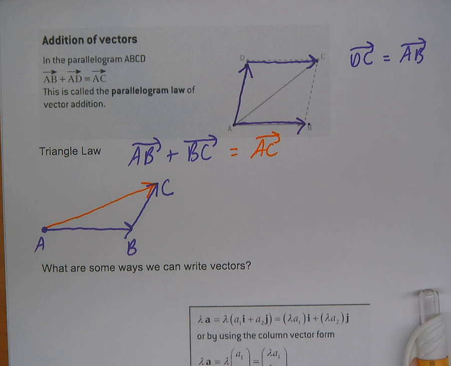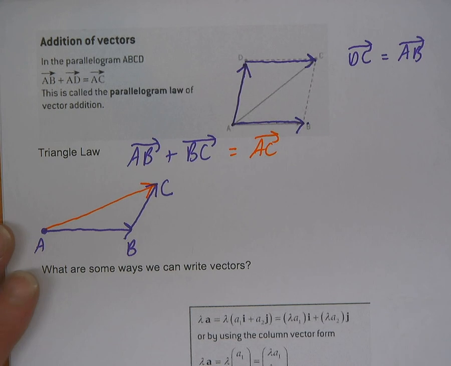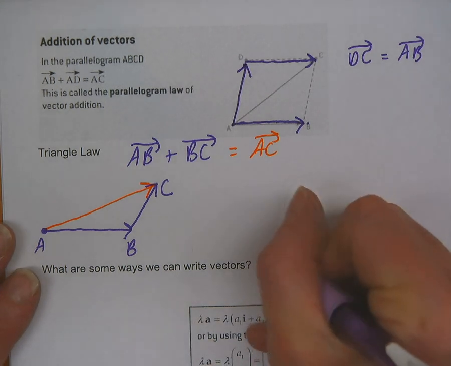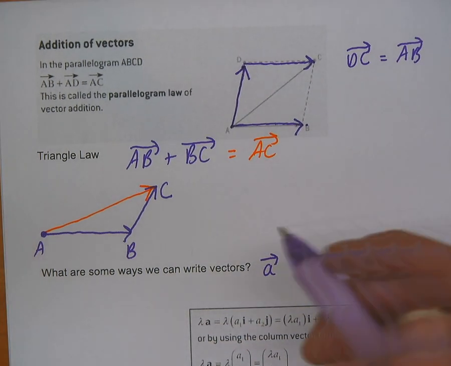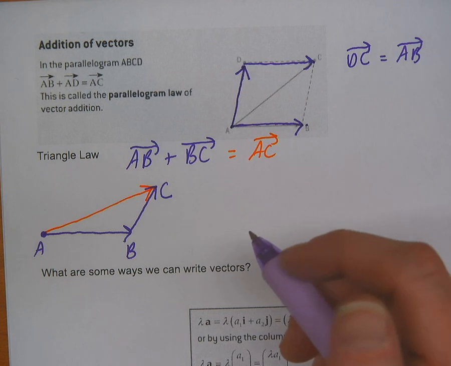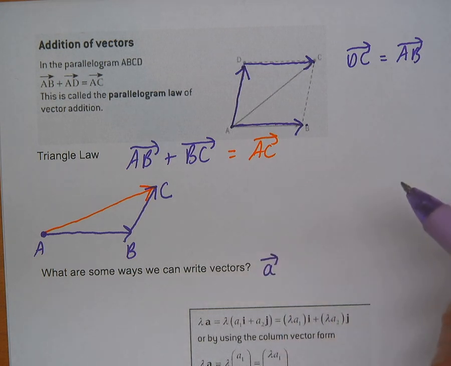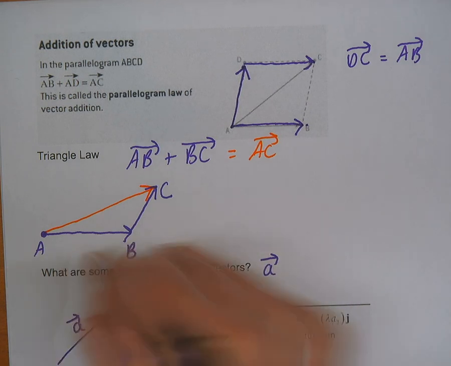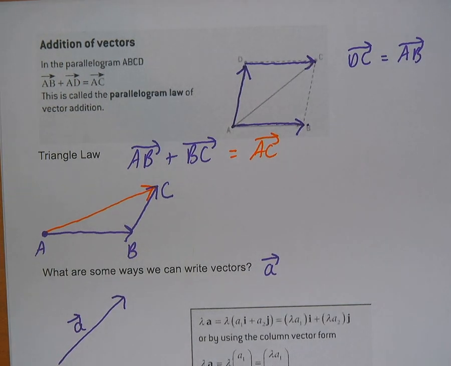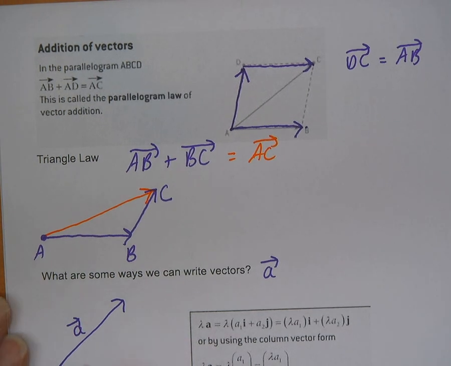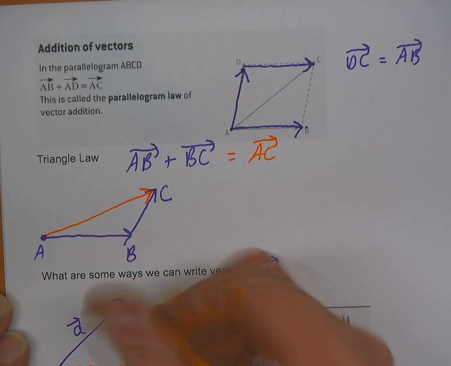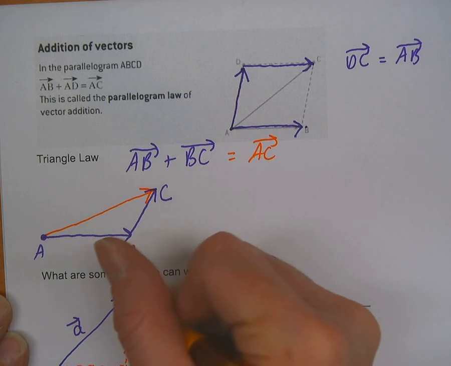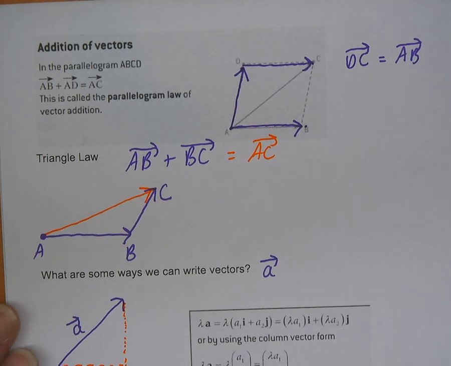So let's say that I had a vector A, and I wanted to describe how the vector moved. Let's say this was vector A. And I want to describe how vector A is moving by thinking about how it's moving horizontally and how it's moving vertically. Maybe it's moving horizontally 5 units, and it's moving vertically 4 units.